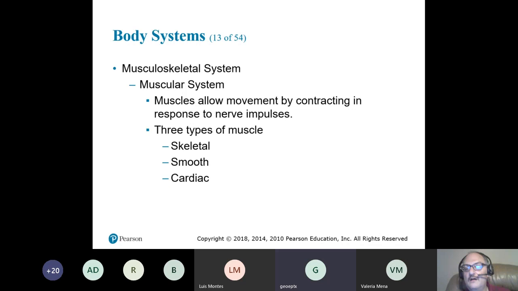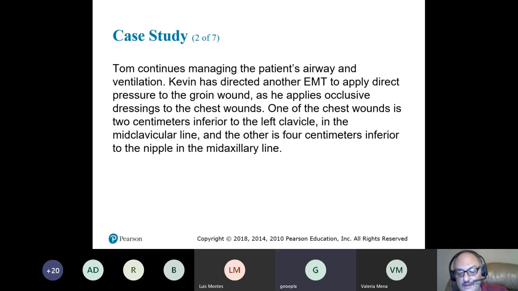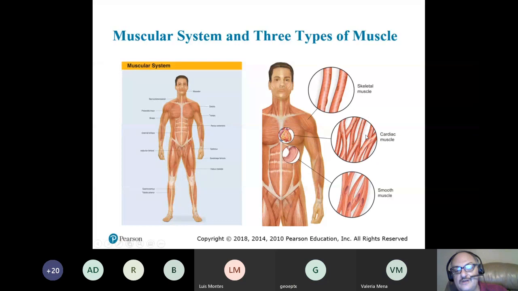Oh, and the last type of muscle that's only found in one place, and that's cardiac muscle. Now, what is in your book is a unique feature about cardiac muscle. The cardiac muscle's unique feature is automaticity. Who can define automaticity for me?